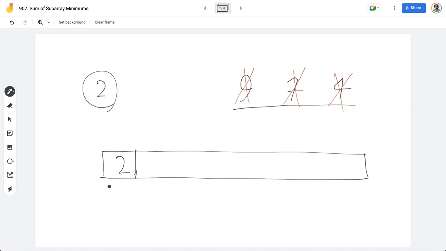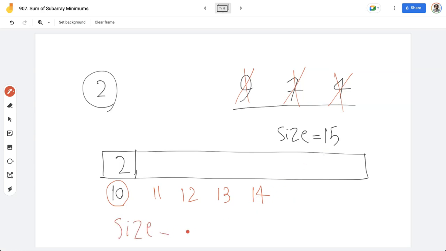And the index of 2, let's say, is 10, and the size of the array, let's say, is 15. So how many options do we have for 2? We have 10, 11, 12, 13, 14, and that's it. So it's going to be size minus 10, which is 15 minus 10, which is 5. So this is the explanation. Let's go and see how we can write the code.